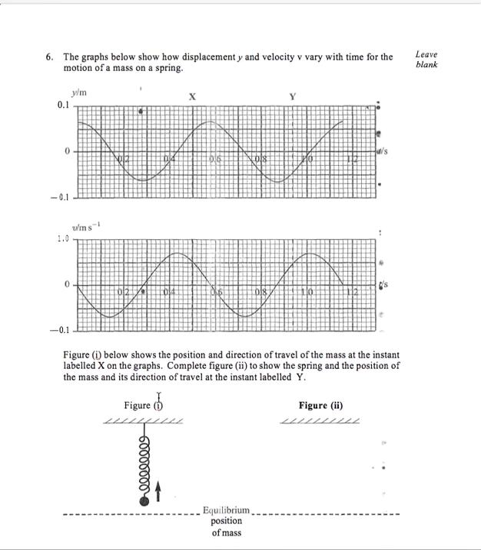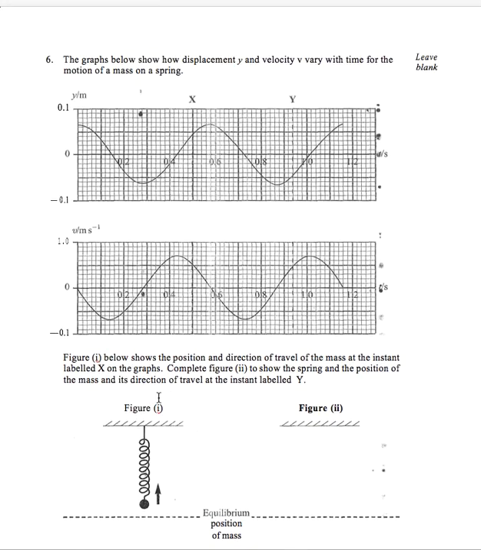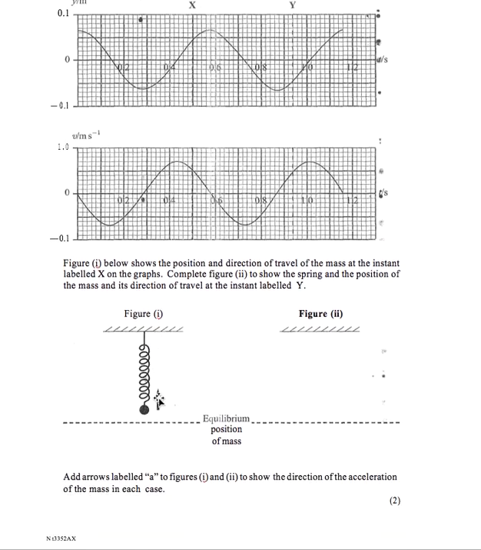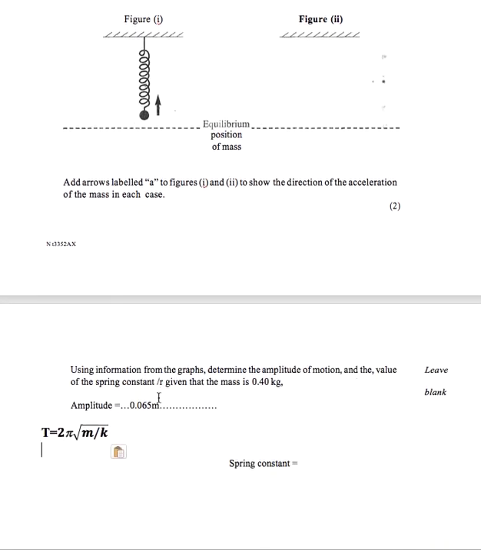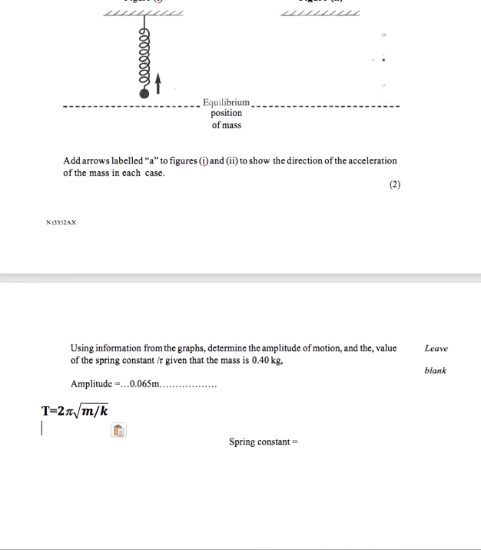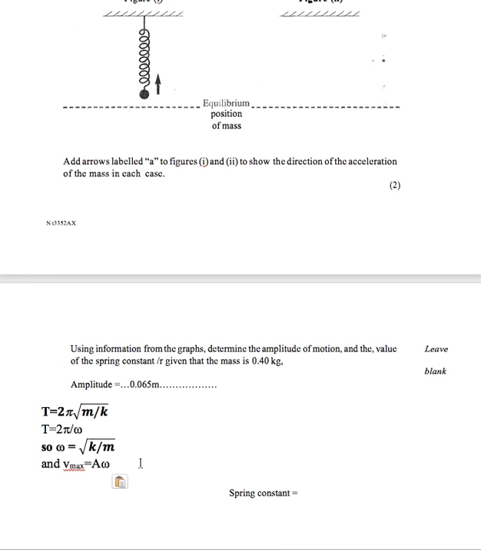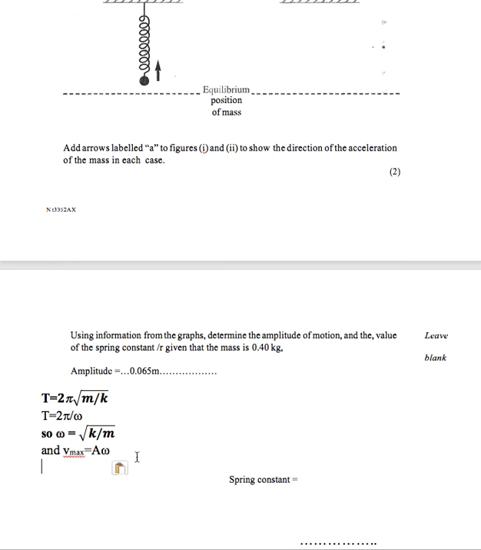So if we had the period, we would then have the value of k. So we could read the period off there. You might say, well, I'm not wild about doing that because I might make a mistake. It's easier to read the maximum velocity off. So if we did that, what we could do is say, well, we also know that the period is 2 pi over omega. So omega is root k over m, and v max is A omega.